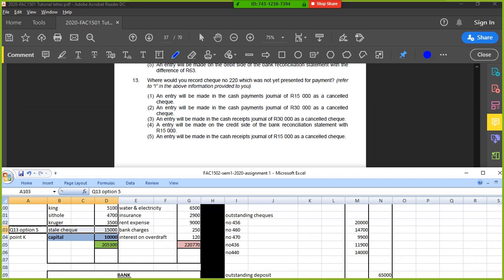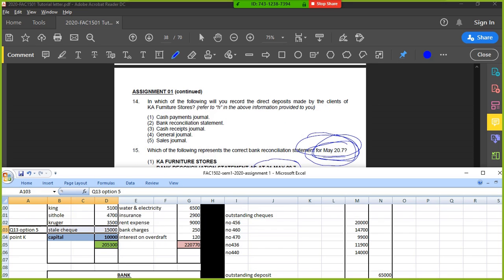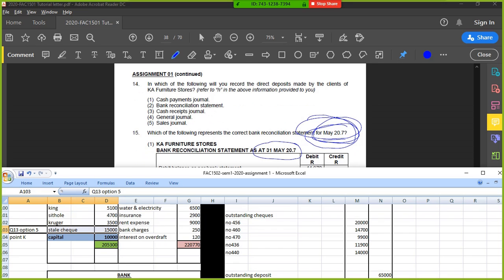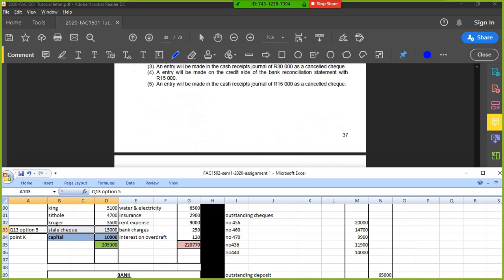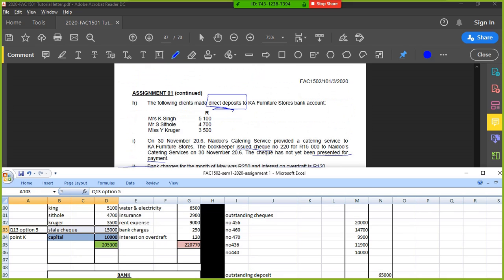Okay, there's the answer. Question 13, option 5. Okay, thank you. 14. In which of the following would you record the direct deposits made by the clients of KA Furniture Store? Refer to H above. Where's H? H was Singh Satoli Kruger. Where do we put it? Here. King Satoli Kruger.